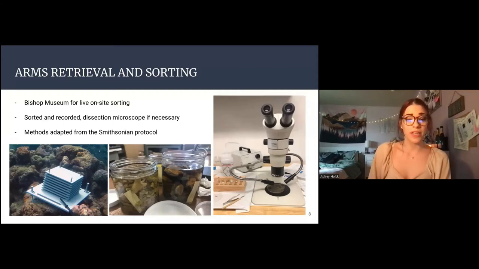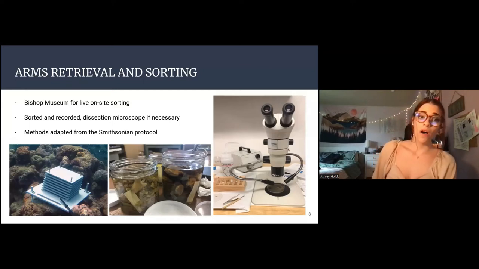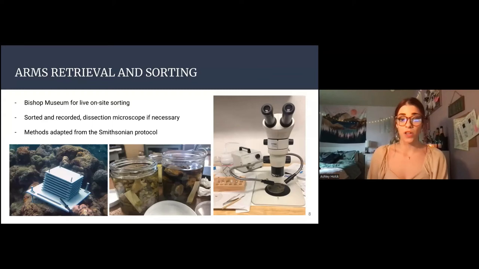And so we would scrape the plates and remove all the large organisms that we could see. And we would live sort on site for as long as possible. All other organisms were preserved in ethanol, like in that middle picture, preserved in 90% ethanol and then sorted at a later date. Organisms that are too small to see, we use a dissection microscope to identify them.